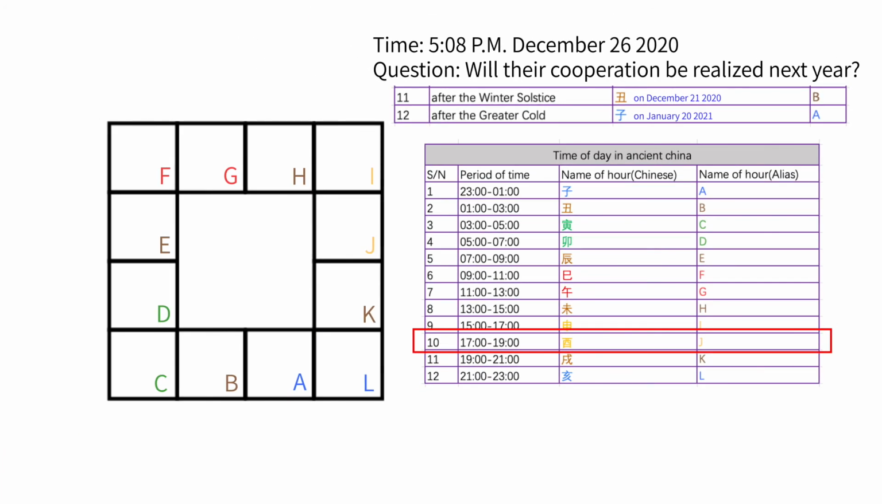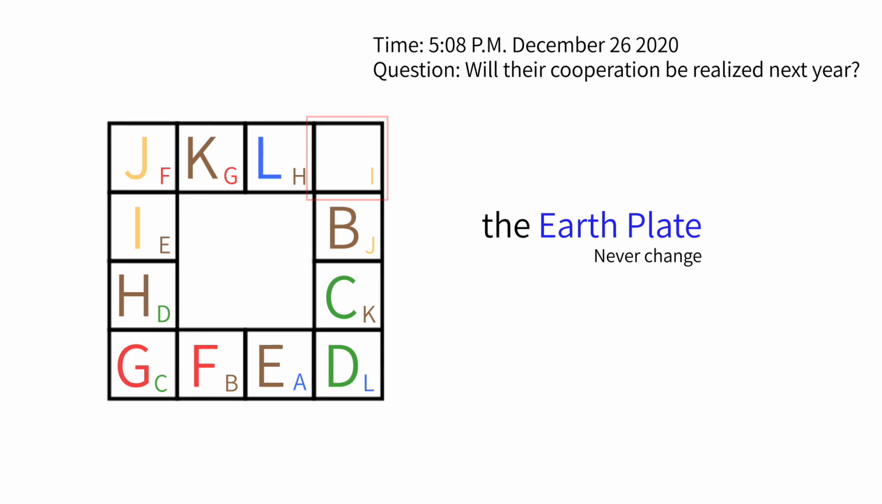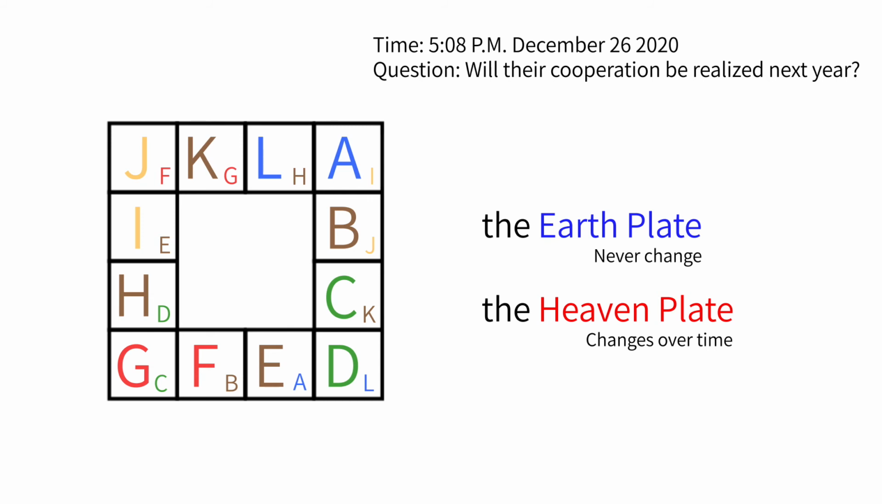Put the general of the month B above the time J, then arrange the 12 terrestrial branches in order clockwise. C, D, E, F, G, H, I, J, K, L. Give you 5 seconds to guess what symbol should be here. Give you a word as a hint. Cycle. I think you must have guessed it correctly. It should be A.